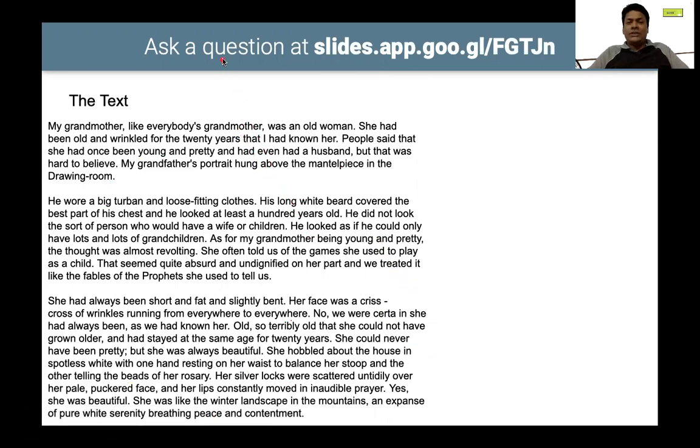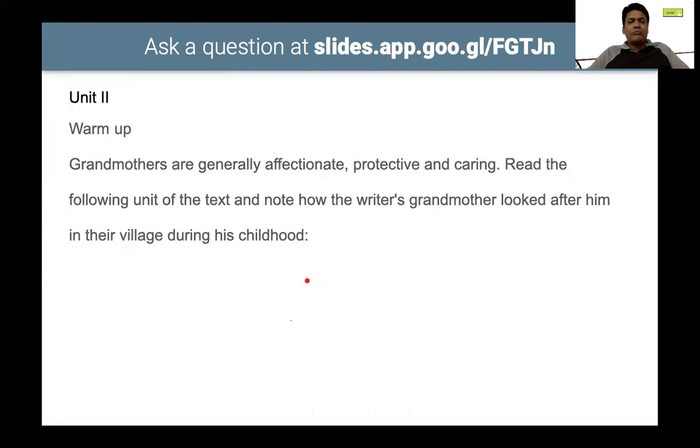Now moving to the second unit, what does the second unit say? The second unit also starts with a question: grandmothers are generally affectionate, is it not? They are caring, they are protective, they are lovable, right? That is the quality of grandmothers.